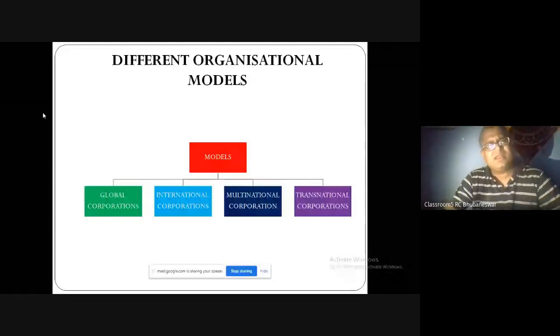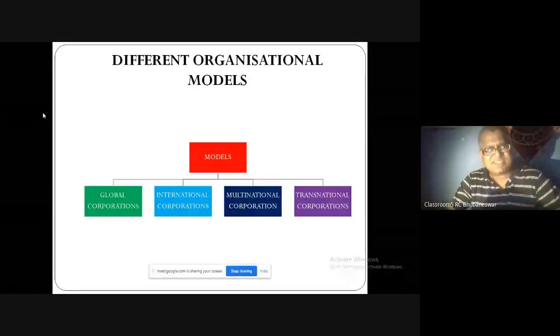But here, organizational model or development means that the organizational model is divided into different parts: global corporations, international corporations, multinational corporations, and the last one, transnational corporations. My dear students, everybody knows the MNCs, and everybody is happy working with MNCs because of a huge amount of salary and a number of facilities provided by the MNCs, and we are basically more conscious about the MNCs.